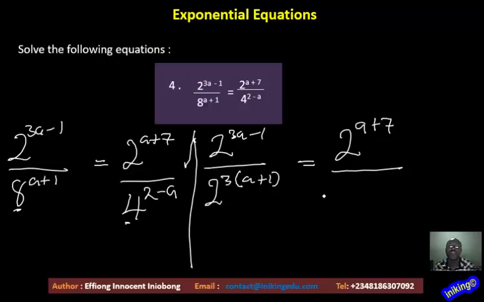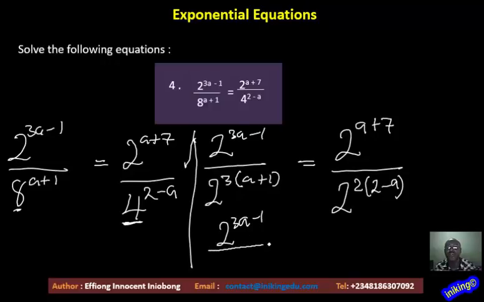Now the right hand side, the denominator, look at what we have here. We have 4, so 4 will be 2 raised to power 2. And remember, we already have everything raised to power 2 minus a before. So this will now become 2 raised to power 3a minus 1 divided by 2 raised to power, now 3 times a plus 1, there will be 3a plus 3.